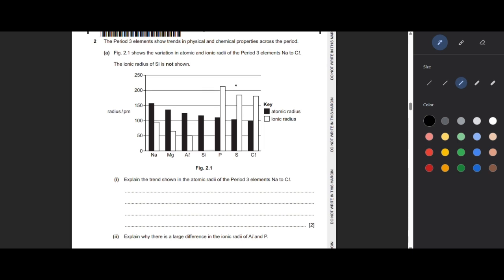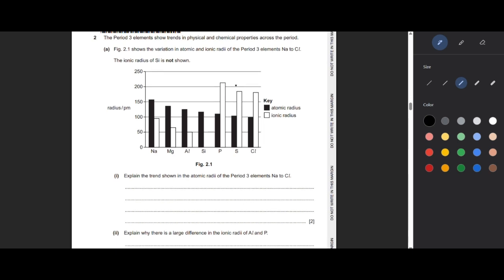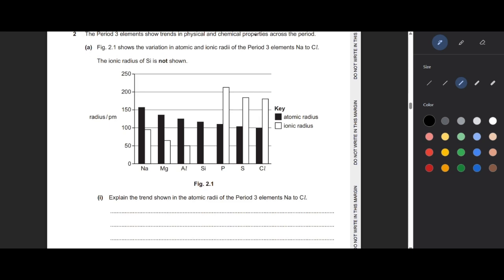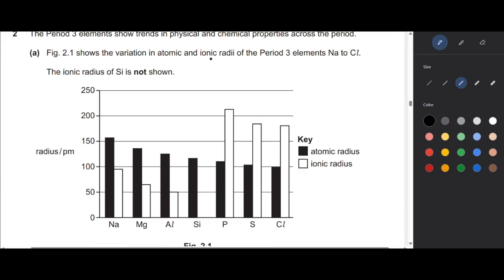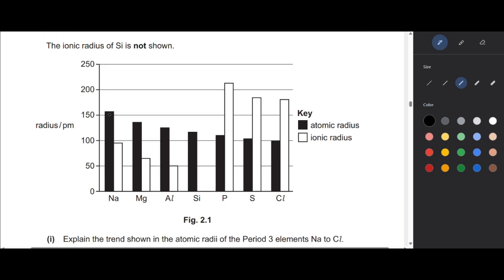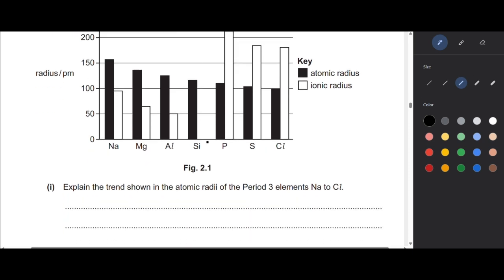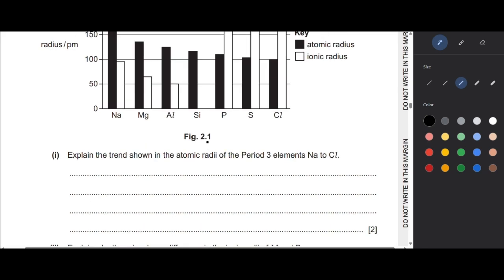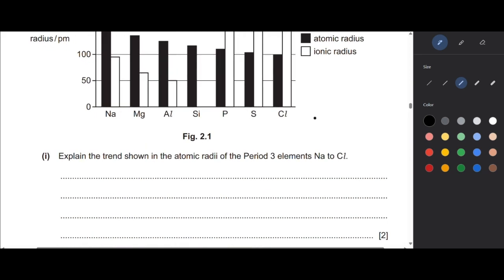The next question is: the period 3 elements show trends in physical and chemical properties across the period. A. Figure 2.1 shows the variation in atomic and ionic radius of the period 3 elements Na to Cl. The ionic radius of Si is not shown. So this is figure 2.1. The black one is atomic radius and the white one is ionic radius. The question: explain the trend shown in atomic radius of the period 3 elements Na to Cl.